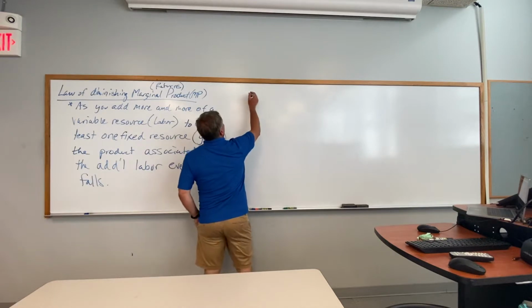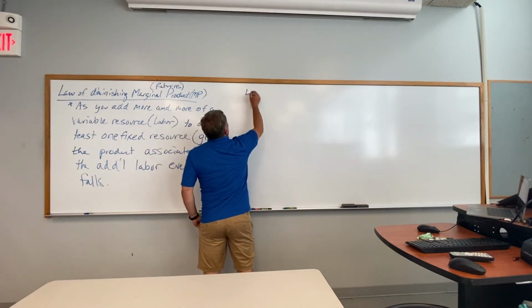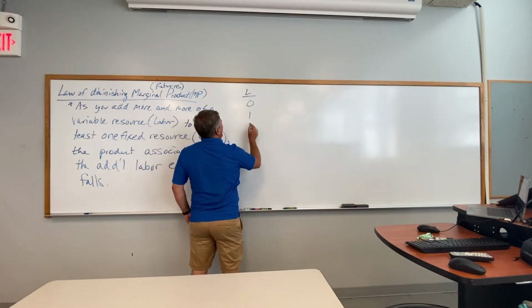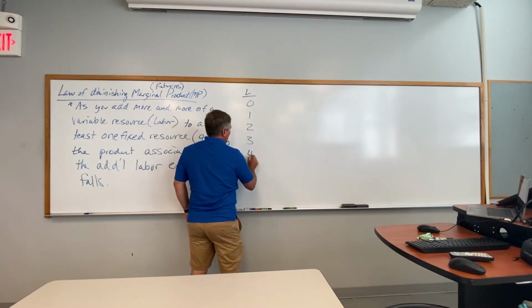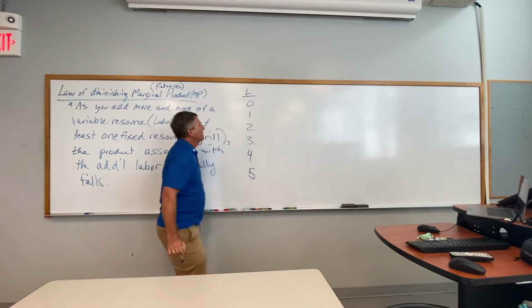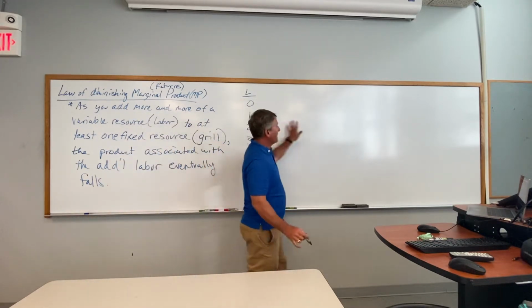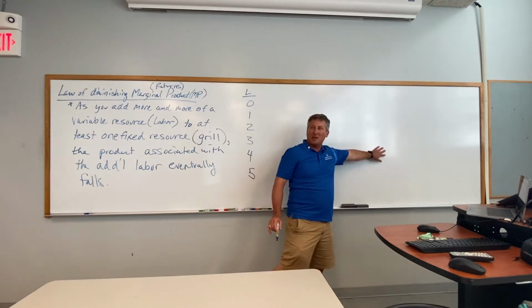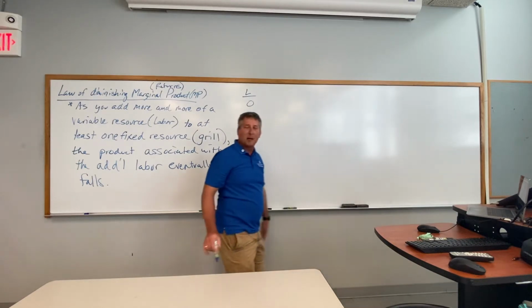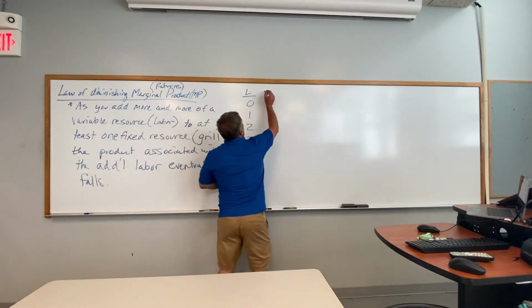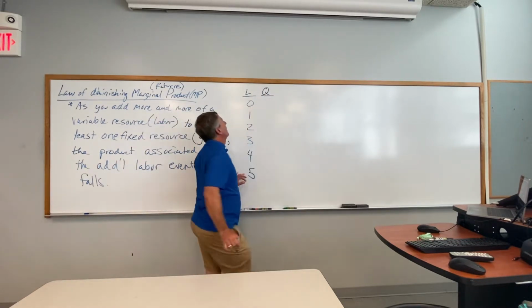So let's do labor, and let's go at 0 Russes, 1 Russ, 2 Russes, 3 Russes, 4 Russes, 5 Russes. And by the way, leave enough room on your paper, we'll have about 6 columns of data here. We're going to build out a little table. So labor, and then hamburgers.